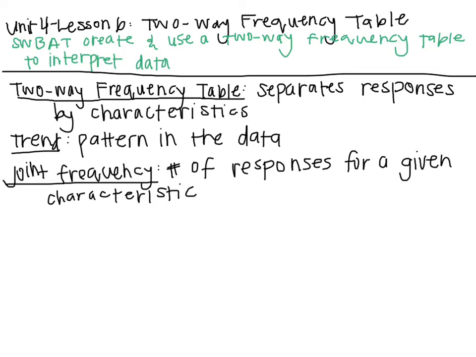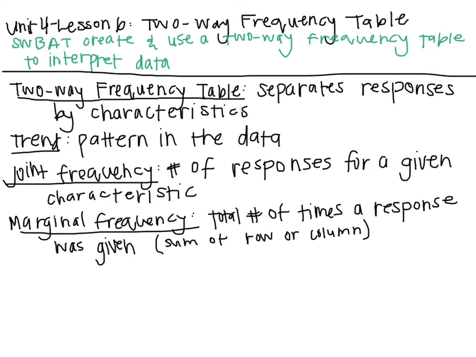Our next vocabulary term is marginal frequency. And marginal frequency is a little bit different than the joint frequency. Joint frequencies look at individual values on the table, while marginal frequencies look at the total number of times certain responses were given. So it's looking at the total in a row or the total in a column. So it's the sum of an entire row or an entire column.